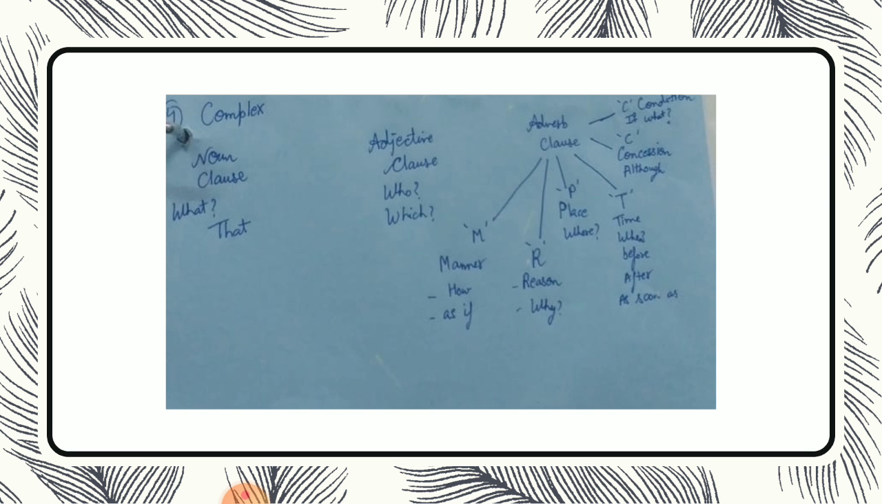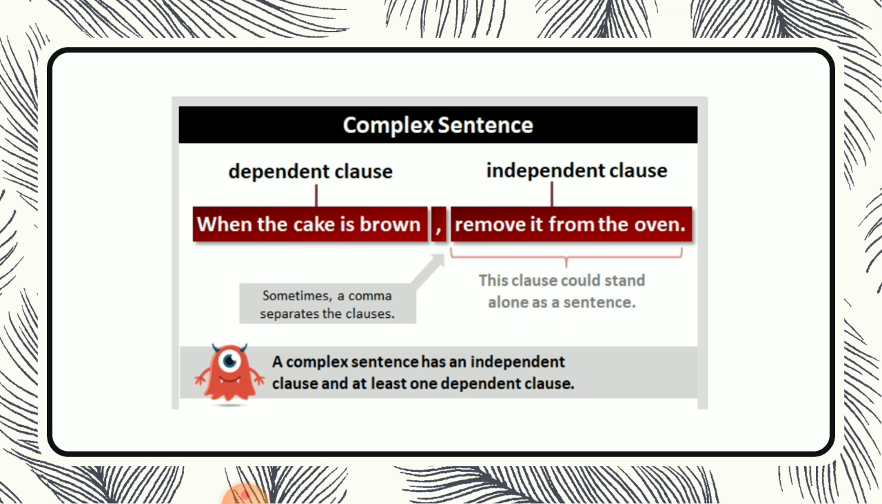A noun clause can be identified by questioning with what, an adjective clause with who or which, and an adverb clause. There are many adverb clauses like manner, reason, place, time, concession, condition, and so many others. Now, how to understand complex sentences? For example, Meera has a nice apartment which faces a lake. It's a complex sentence where which is telling about the nice apartment.